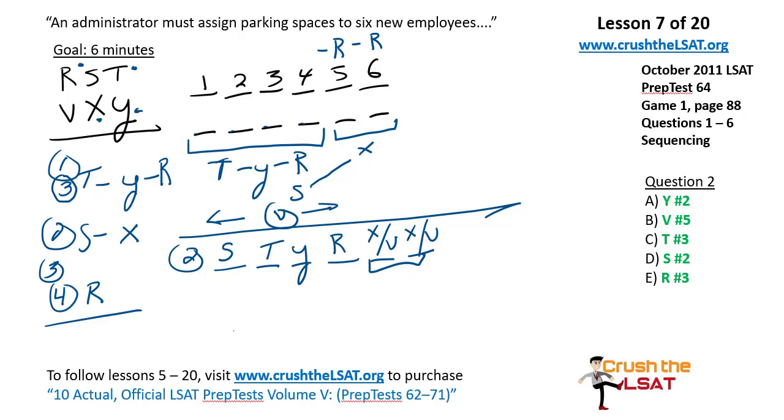Since this is a could be true question, I know my correct answer is going to involve either V or X. The placement of S, T, Y, and R, we know where those must go. Could be true question. Correct answer, it's going to have to involve X or V. So we take a look here. Answer B. V assigned to slot 5, that could be true.